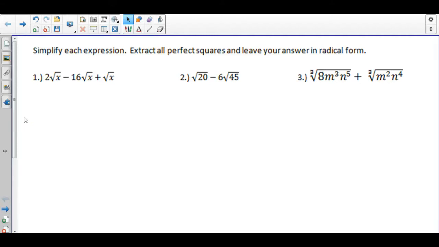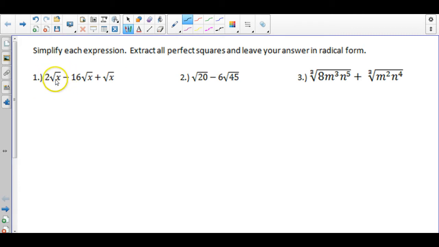Hi, I'm going to review the Chapter 11 material with you about simplifying radicals and solving radical equations. So in these first three examples, what we're going to do is simplify these expressions, and we're also going to extract all the perfect squares from each of these radicals and then leave our answer in radical form.